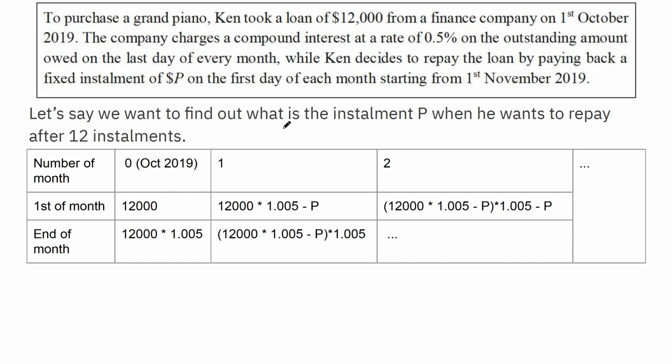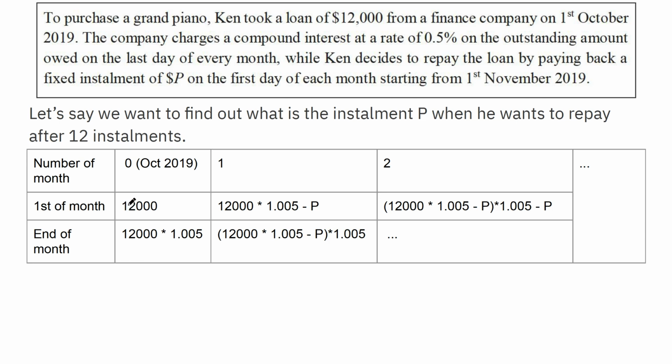Alright, so the essential trick when dealing with this kind of word problem is to be careful in transcribing the words into equation form. The words in the preamble, we have to be really careful in transcribing them and writing them down on our paper. So let's say we want to find out the installment P after 12 installments. What we can do is start by writing it out in a table, starting from the start of the first month. We call this month 0.